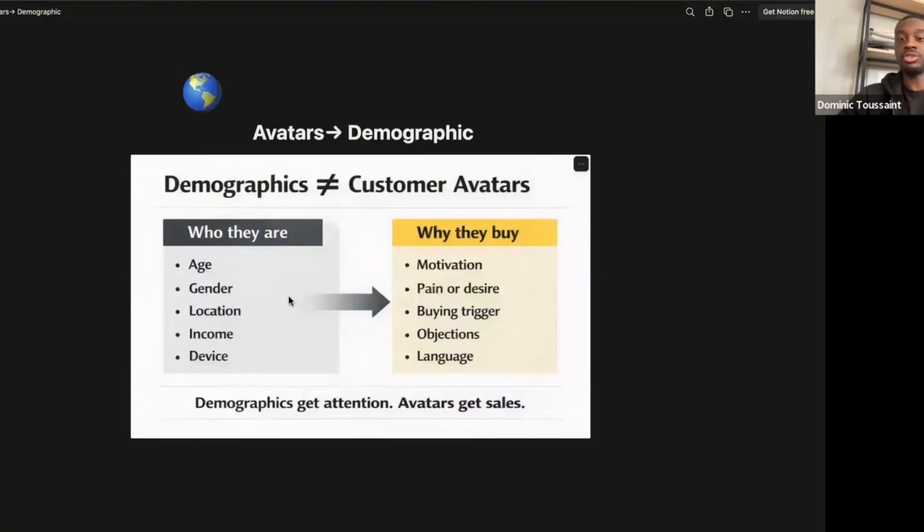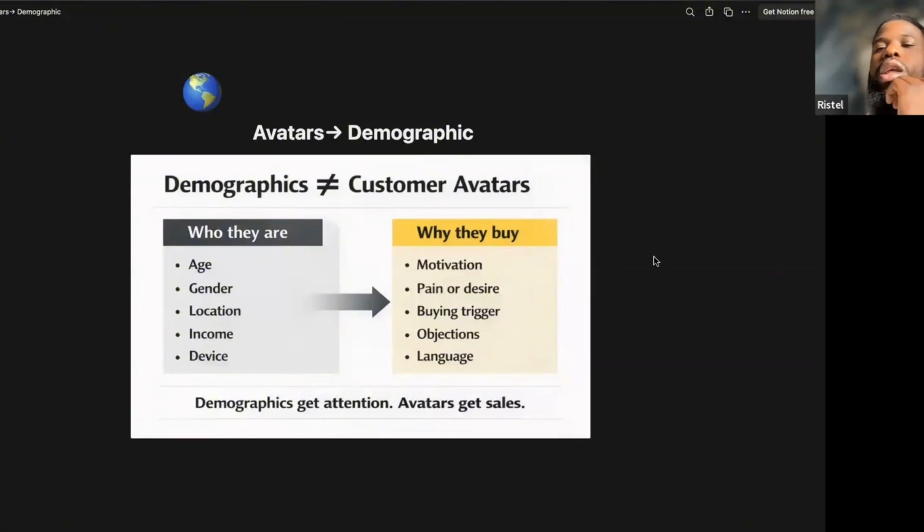But then we have the actual reason why they're buying, because, like I said a second ago, people buy for different reasons. It could be a motivational purpose, or a pain or desire, or a certain buying trigger they might have seen in a video or something you said in one of your posts, something that made them want to click onto your website, add the product to cart and actually make a purchase. It could be a couple of objections, or even the language in terms of how you position your brand in the market, in your content or your website, etc. These are all reasons why a customer avatar will actually buy.